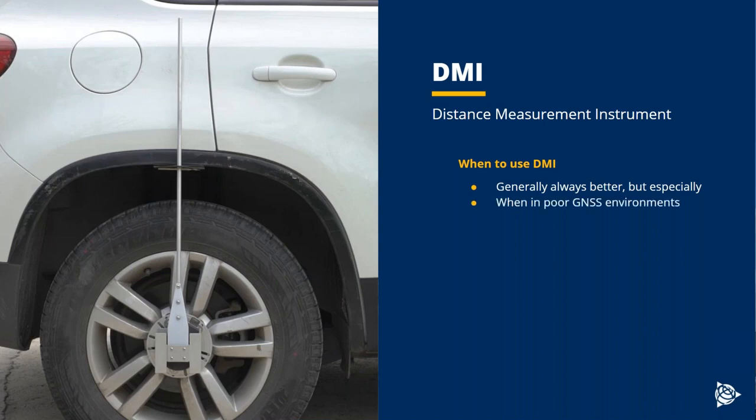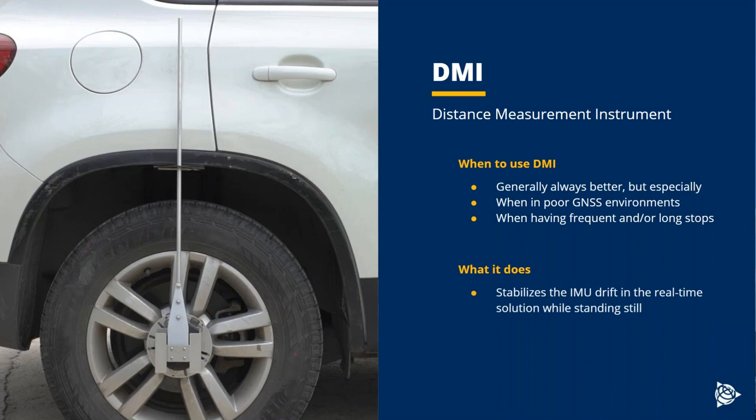So when you are in poor GNSS environments, for example, again, cities, tunnels, and so on. Or if you're in an area where you have to frequently stop, or you have to stop for a long time, for example, red lights in the city center or something like this. So what the DMI does, it stabilizes the IMU drift while you're standing still in real time, also in the post-processing. And in the post-processing specifically, it provides this so-called ZUPT update, zero velocity update information. So it tells us in the post-processing when the device is actually standing still or not.